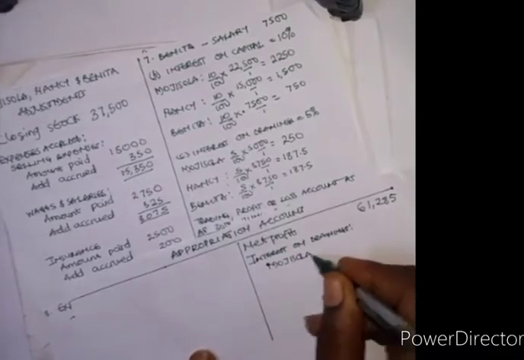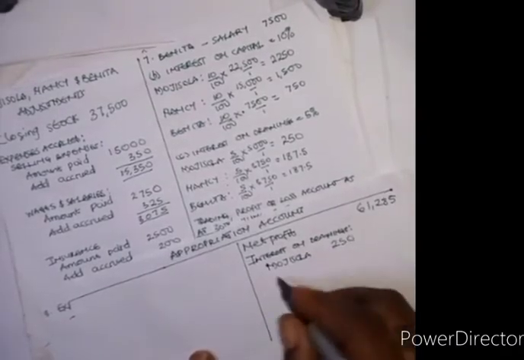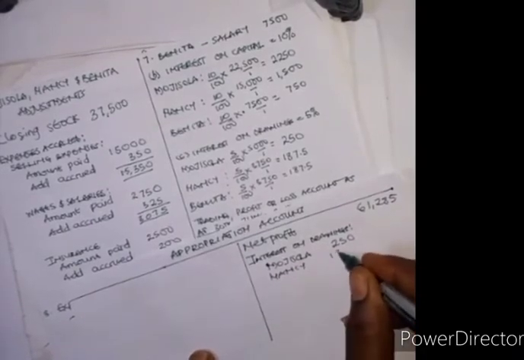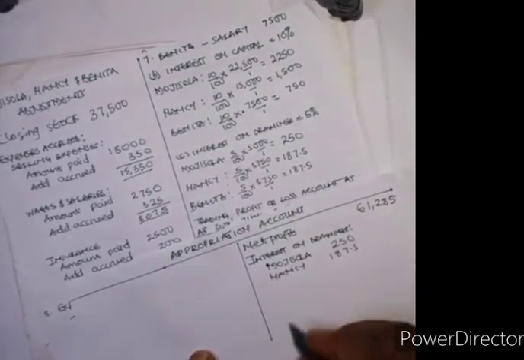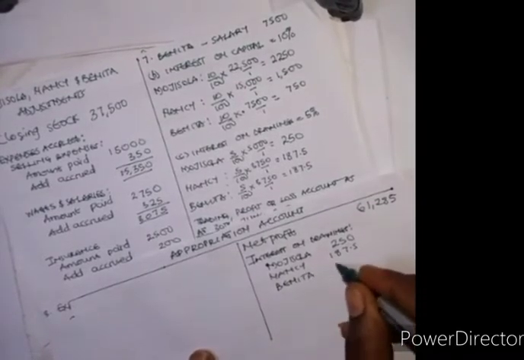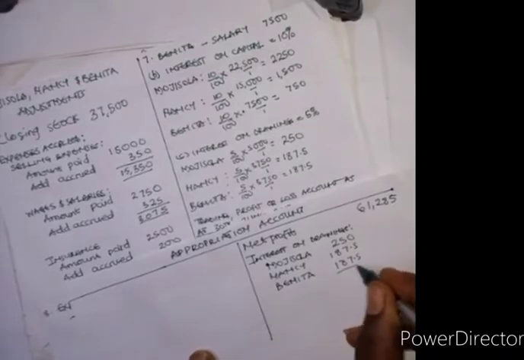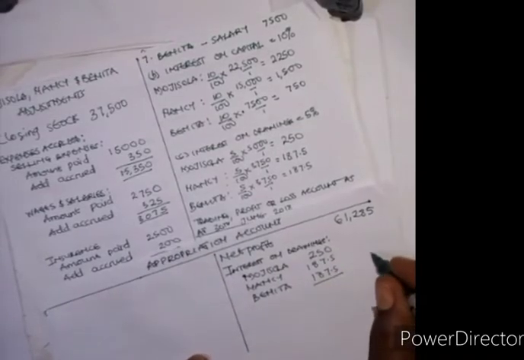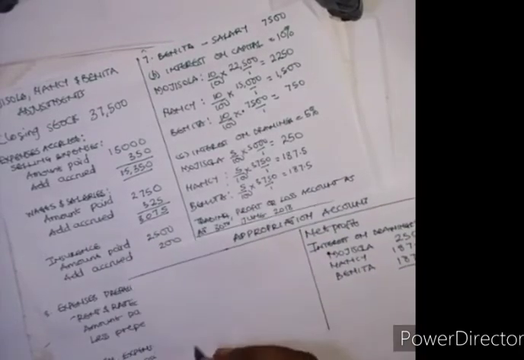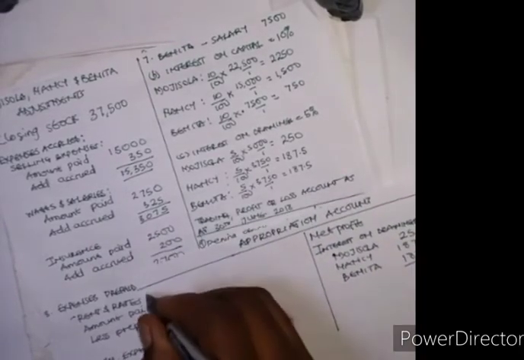Mojisola as 250. Another one is Nancy as 187.5. Another one is Benita as 187.5. So if you add this now, you have 625. Okay, so in the debit side here is what they are going to pay.